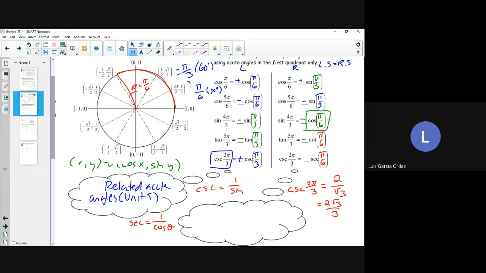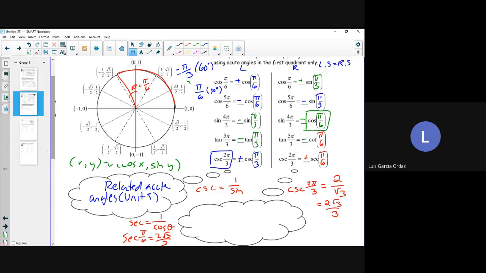2 root 3 over 3. Yeah. So are we going to have a positive or a negative? Well, it's positive because it's the second quadrant. What does matter? The quadrant is not what matters, just the unit circle points matter. Oh, I get it now.